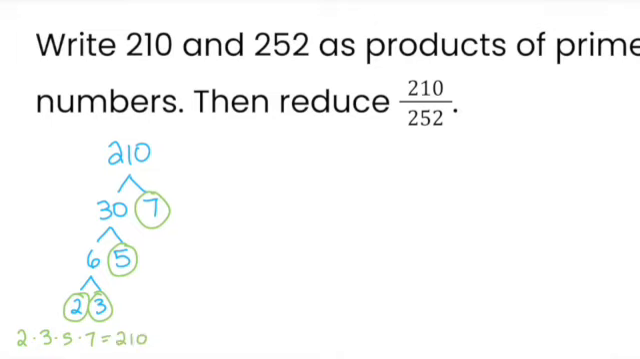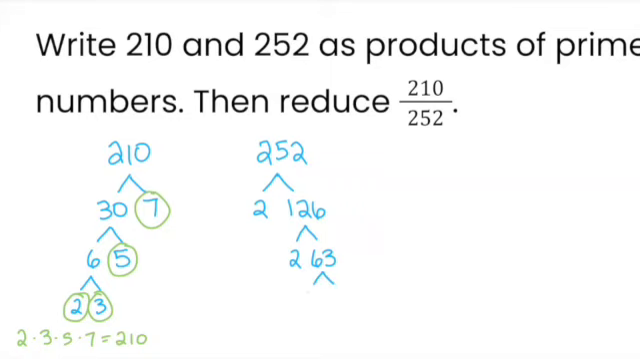All right, now let's move on to 252. I'm going to start with the number 2, and I know that 2 times 126 is 252. 2 is prime, so I don't have to do anything with that, but I can split this number 126. I know that it is also divisible by 2, so I can think of 2 times 63 is 126. Again, 2 is prime, so I can leave that alone.